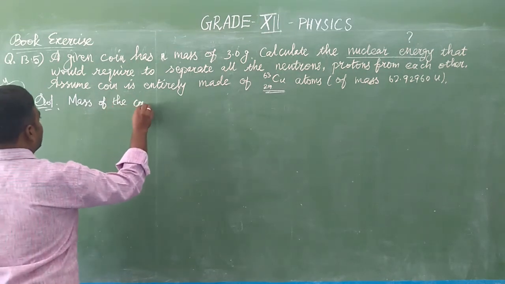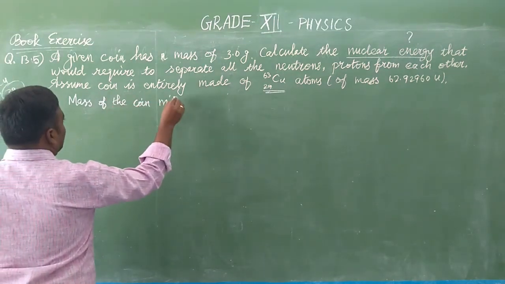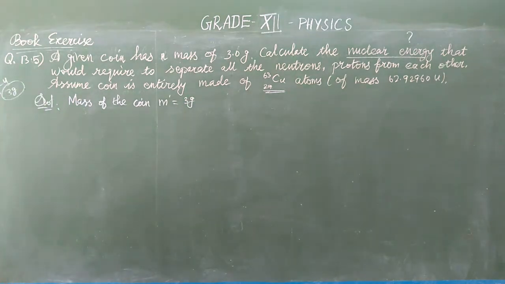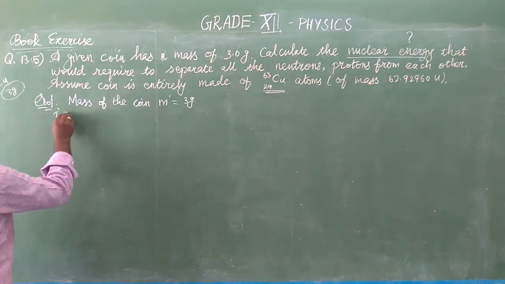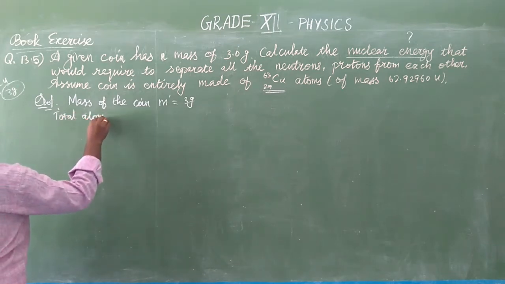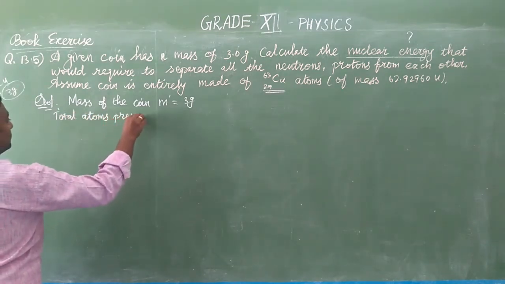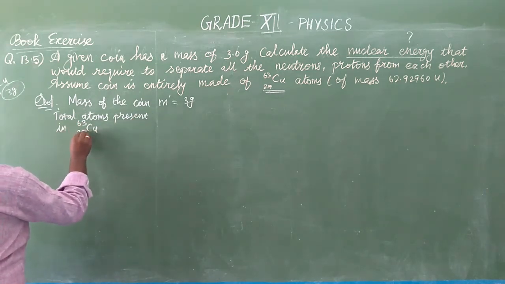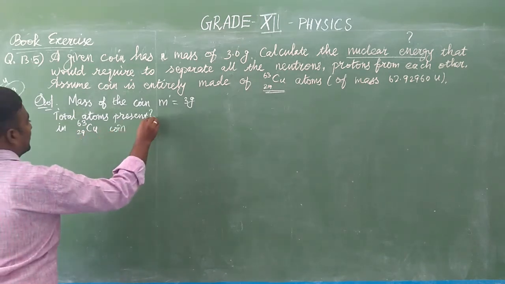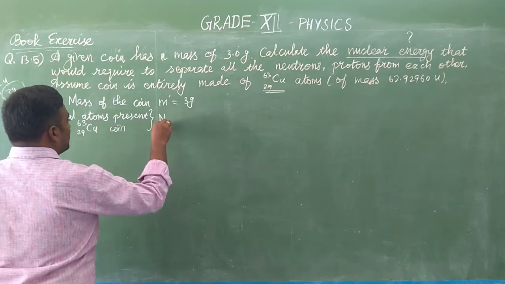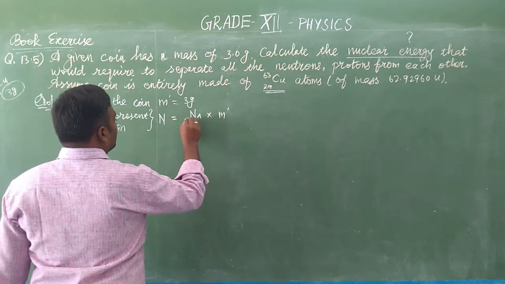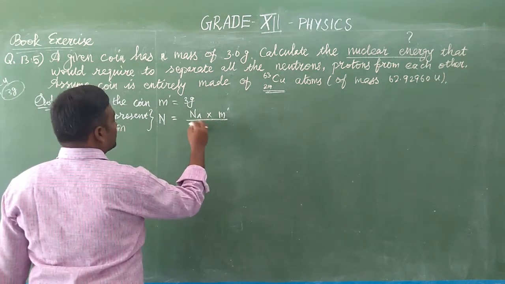Mass of the coin, that is m dash is equal to 3 gram. So we are going to calculate total number of atoms present in this copper 29 63 coin. Total atoms present in the copper coin, that is equal to Avogadro number into mass of the coin by atomic mass, or the mass number of the coin.